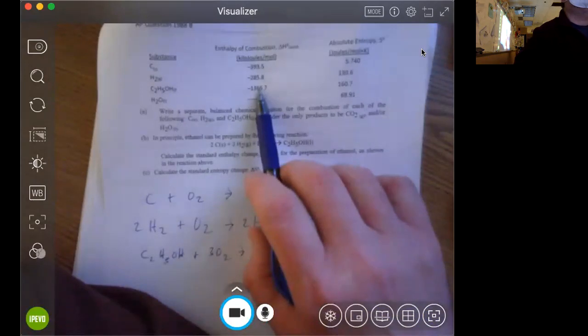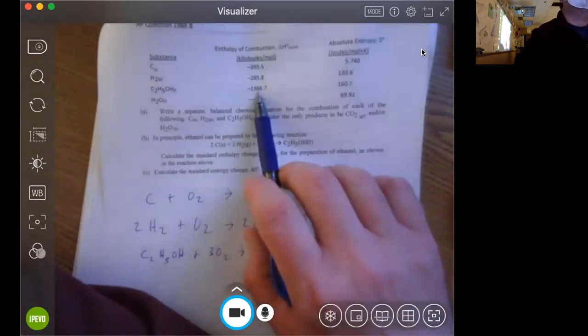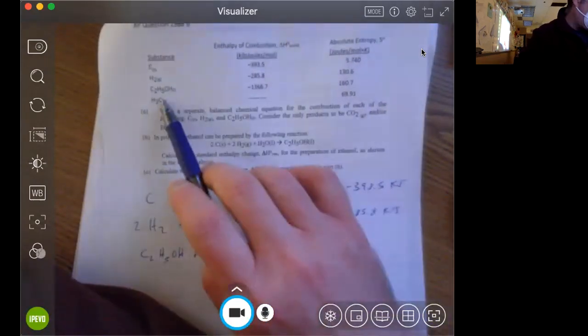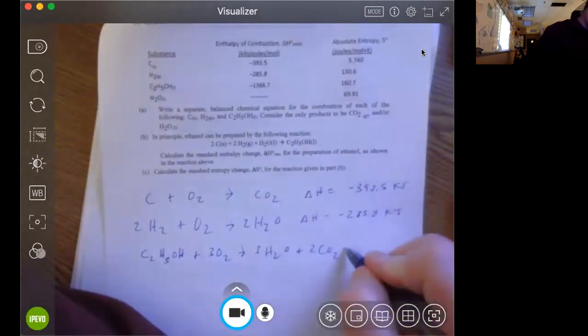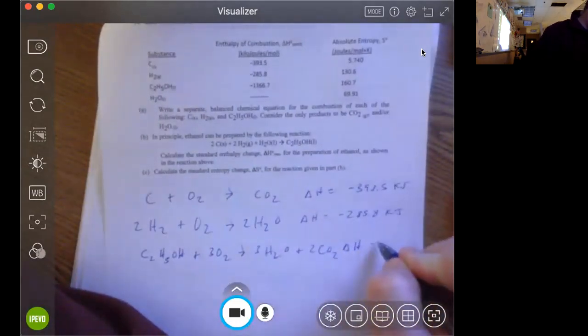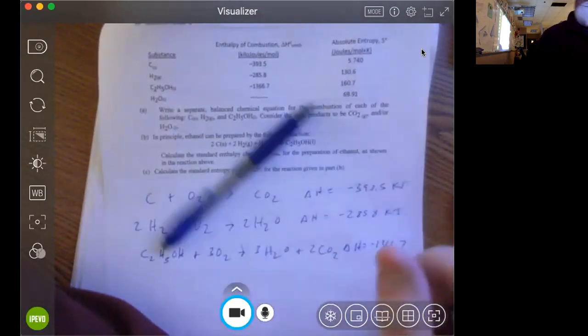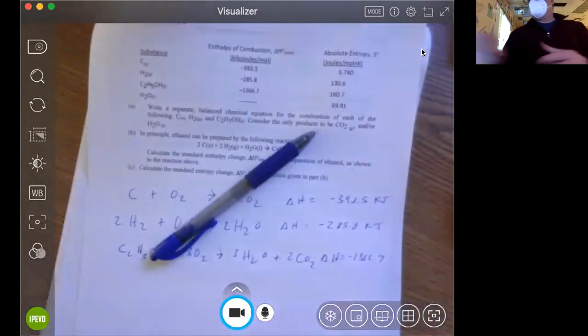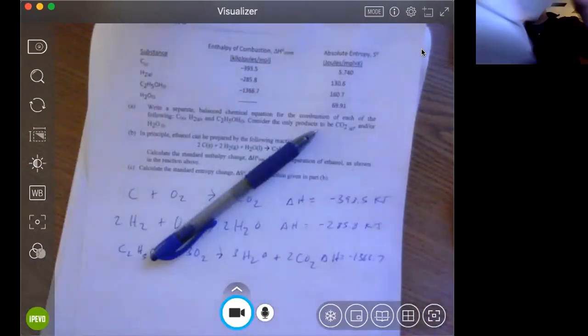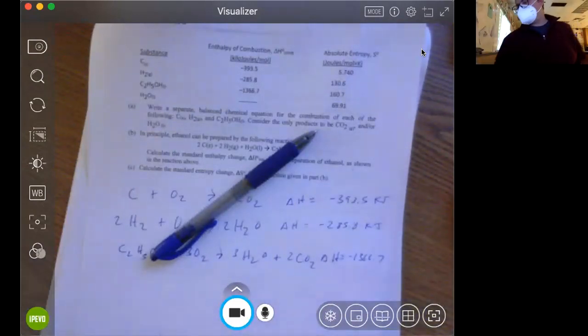Again, this is the enthalpy of combustion, so that is kilojoules per mole of C2H5OH. So the delta H there is negative 1366.7. So that gives us each of those different delta H's.